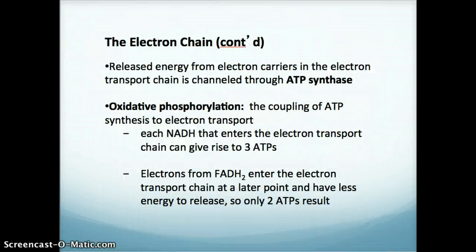So with the electron chain, we see that there's that released energy from the electron carriers, and it's channeled through that ATP synthase to make ATP. And we have what is called oxidative phosphorylation, and that's that coupling of ATP synthesis to the electron transport. So I went over the fact that NADH will give rise to 3 ATPs, and FADH2 will give rise to only 2 ATPs with aerobic respiration.